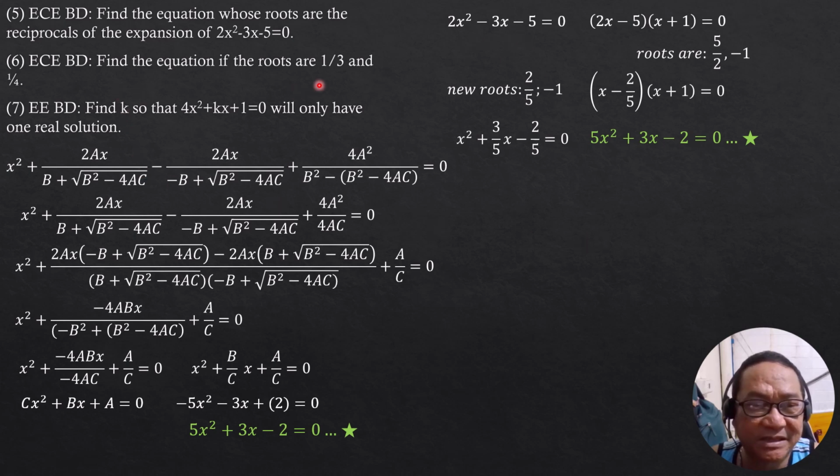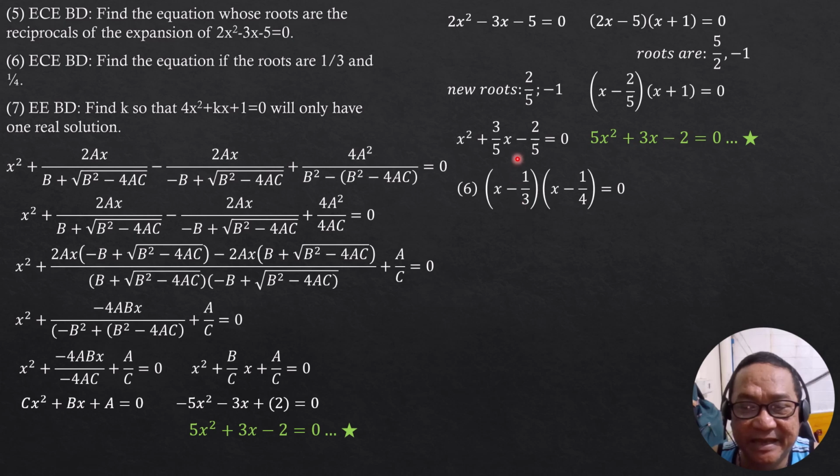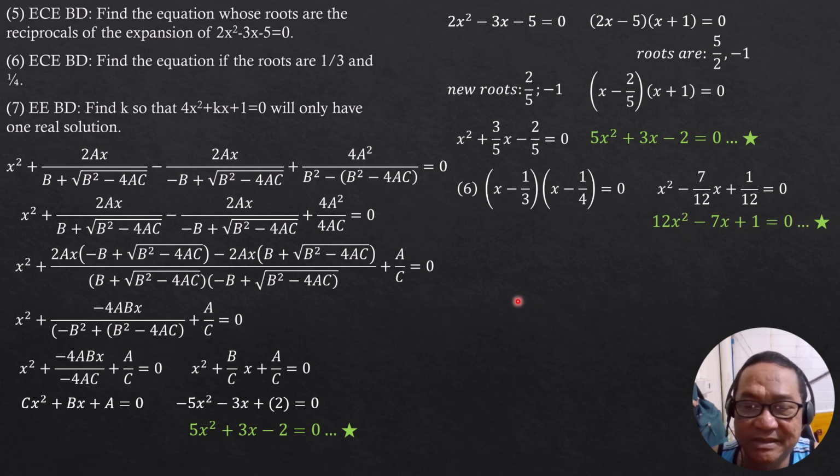So 6, this is x minus 1/3 times x minus 1/4 equals 0. So expanding, x squared, negative 1/4 x, negative 1/3 x is negative 7 over 12x. Then negative 1/3 times negative 1/4 is positive 1/12. So that is x squared minus 7 over 12x plus 1 over 12 equals 0. Multiply everything by 12. So the quadratic equation is 12x squared minus 7x plus 1 equals 0.